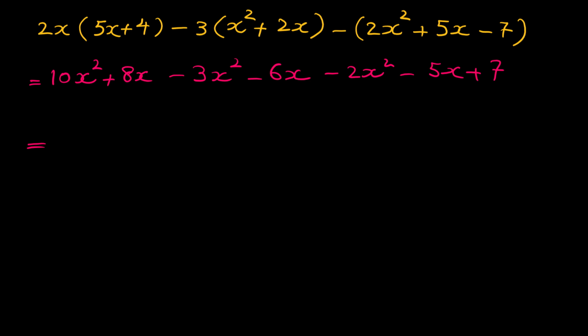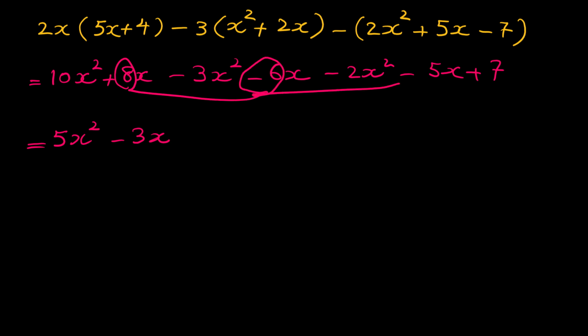Now we have to look for like terms. 10x to the 2 minus 3x to the 2 minus 2x to the 2 is 5x to the 2, because 10 minus 3 minus 2 is 5. Now look for the terms with x. 8x minus 6x minus 5x is minus 3x. 8 minus 6 is 2. 2 minus 5 is negative 3.